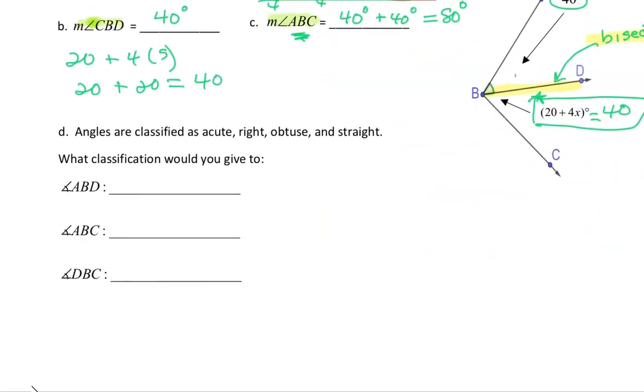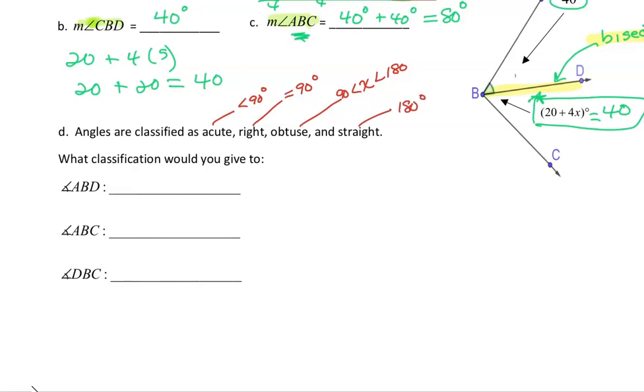It says angles are classified as acute, right, obtuse, and straight. So let's talk about what that means first off. If it's acute, that means it's less than 90 degrees. If it's right, it equals 90 degrees. If it's obtuse, this angle x will fall between 90 and 180. And if it's straight, it will be exactly 180 degrees.